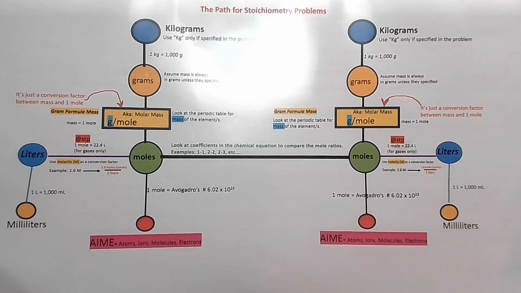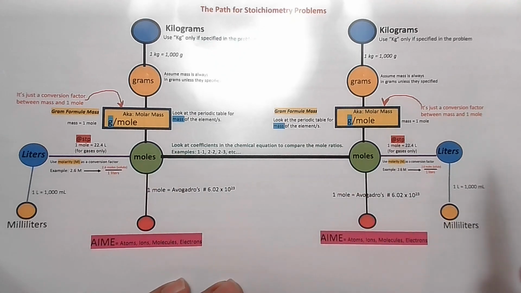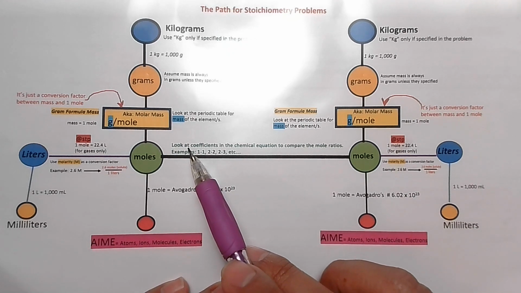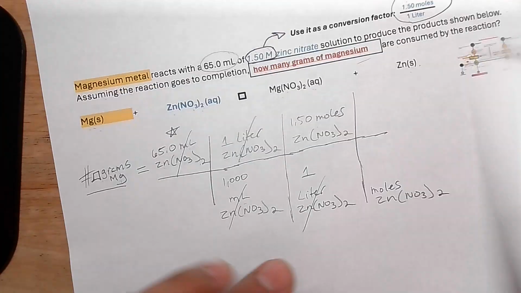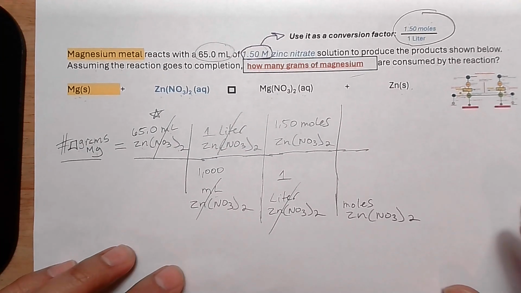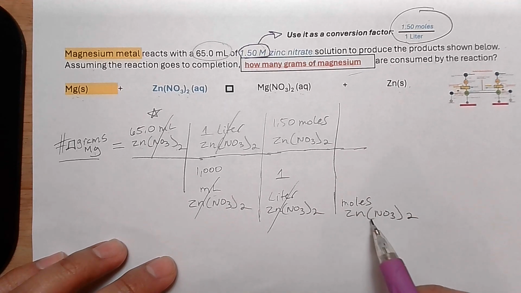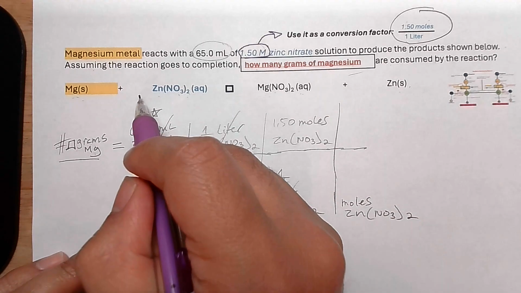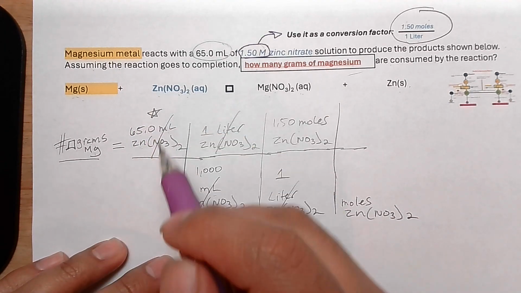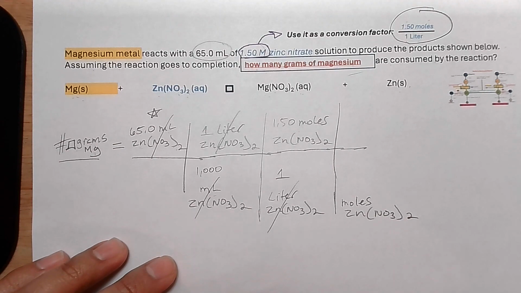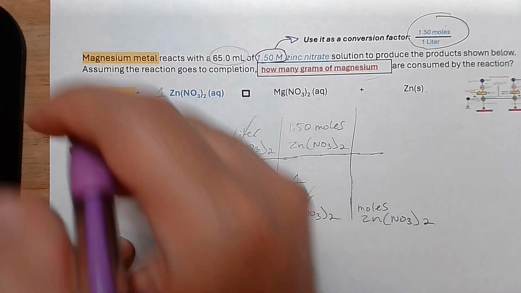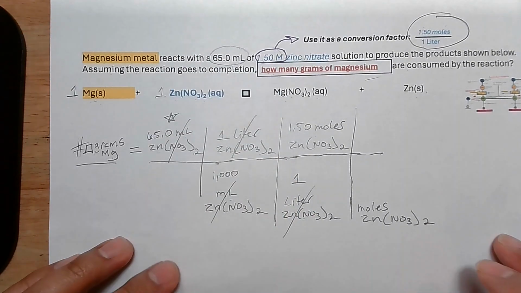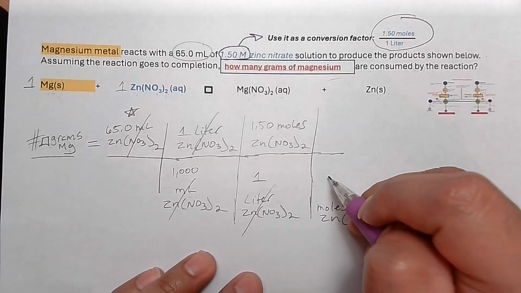Now basically what we're going to do is compare the mole to mole ratio, and it tells you there: look at the coefficients in the chemical equation to compare the mole ratios. So we're going to look at the coefficients in the balanced chemical equation. We have zinc nitrate, so I'm going to come over here and look at how many moles we have. Technically, if there's no number in the front, a 1 is understood. And for magnesium, it's the same thing. So I'm going to put a 1 here.